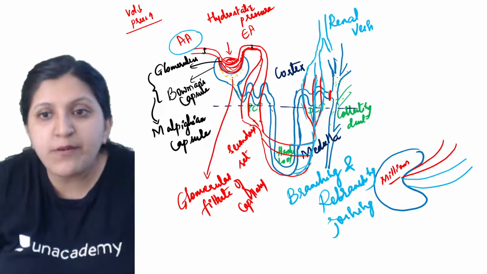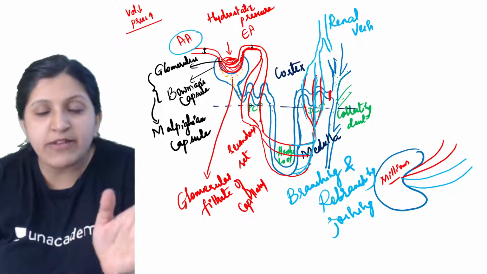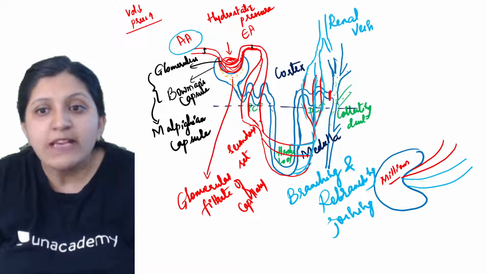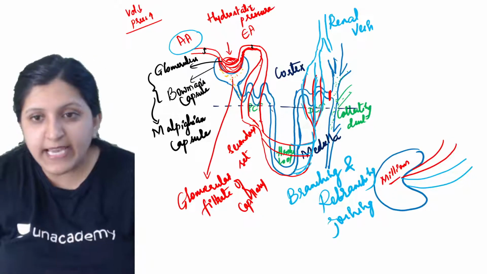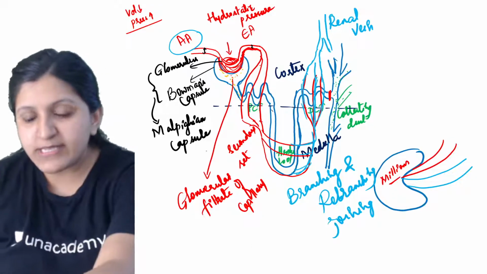So once the process, that is once it crosses the DCT, then only we can say that the urine formation has taken place. Okay, so I hope it is clear for you all.